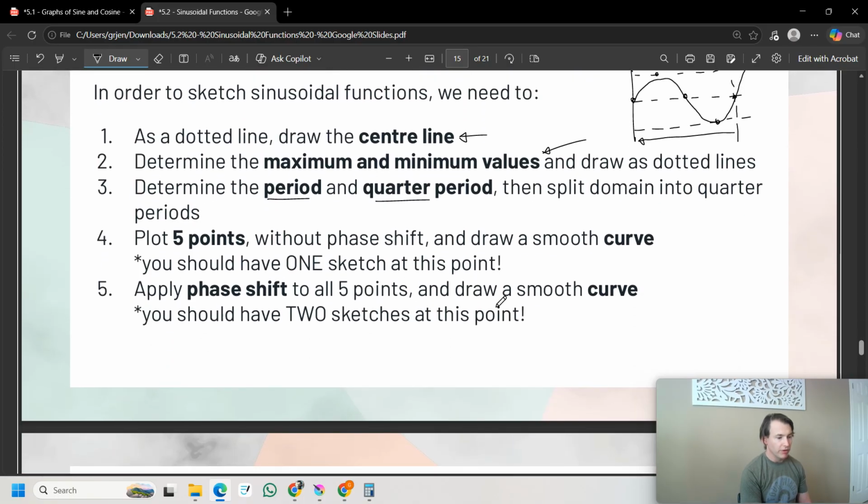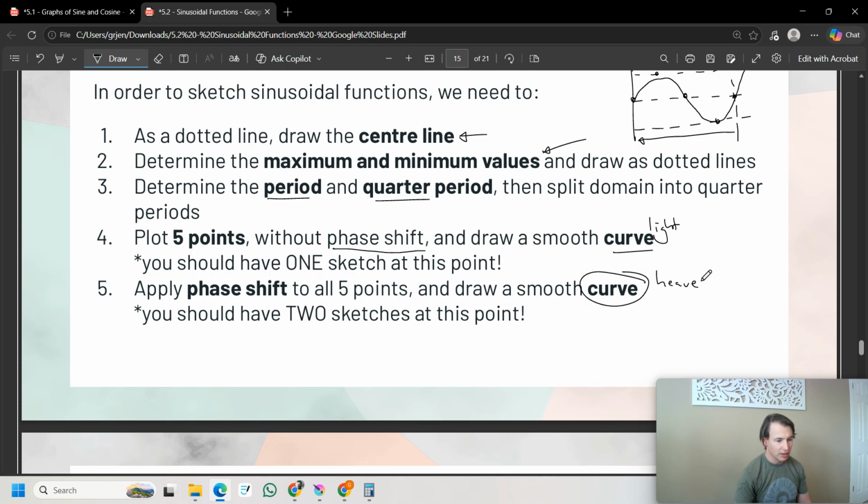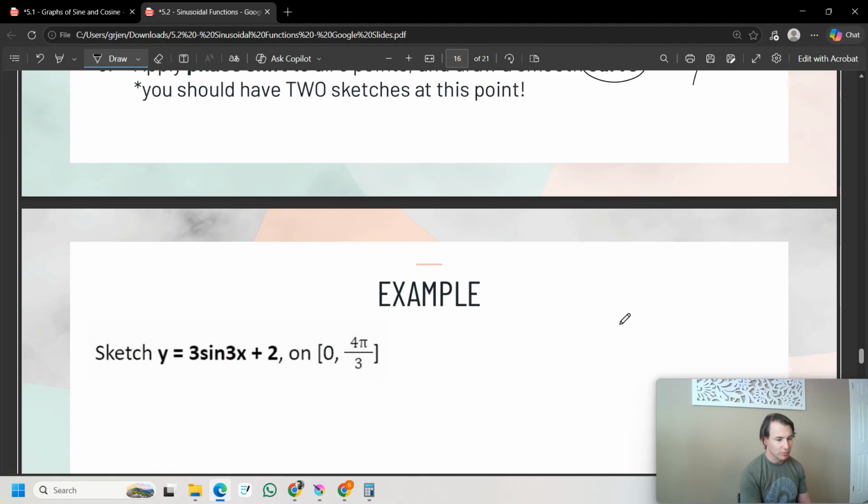We're going to plot 5 points without the phase shift. I do it without the phase shift first, and then draw the smooth curve. Do this very light. And then apply the phase shift, and then do this in heavy, so that we see it beautifully.